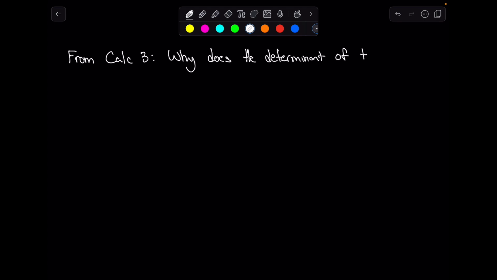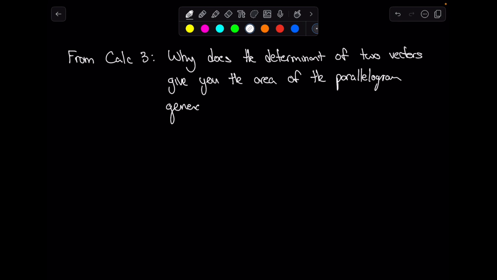But from Calc 3, why does the determinant of two vectors give you the area of the parallelogram generated by those two vectors? Why does that happen?